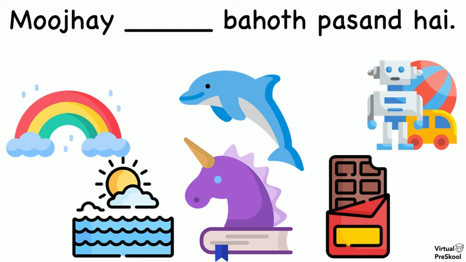All right, now let's do the ocean. The ocean in Hindi, we say sagar. But again, if you don't want to say the word sagar and you just want to say the word ocean, that's totally fine. So how would you say, I really like the ocean? Mujhe ocean bahut pasand hai. Or mujhe sagar bahut pasand hai.